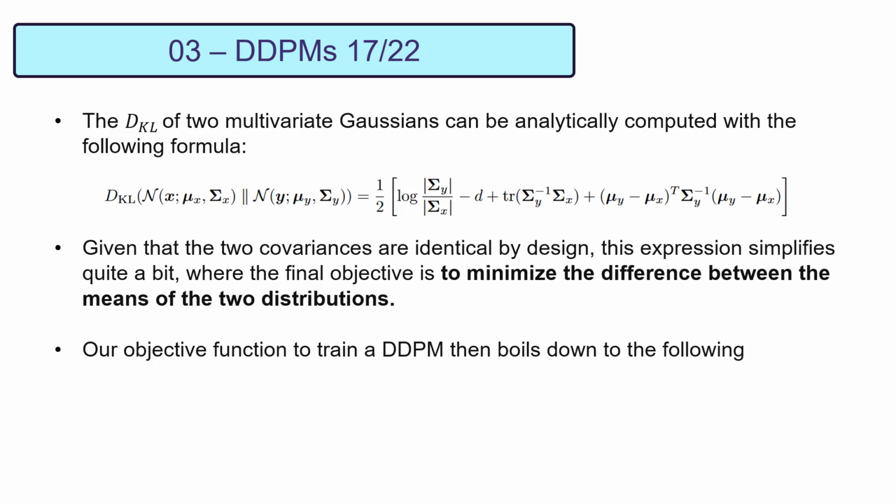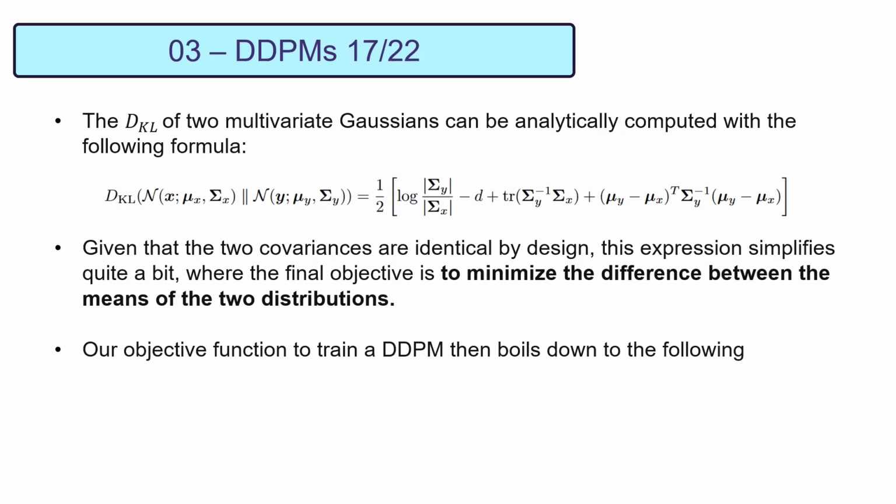So the trace is the sum of the elements of the diagonal. So the trace of the identity matrix, obviously, is D. So minus D, which is the dimension of the Gaussian, plus D is 0. So this is 0, this is 0, right? This is fixed because it's equal to sigma squared q at time t. So all I have to do is take the mean of the ground truth minus the predicted mean.